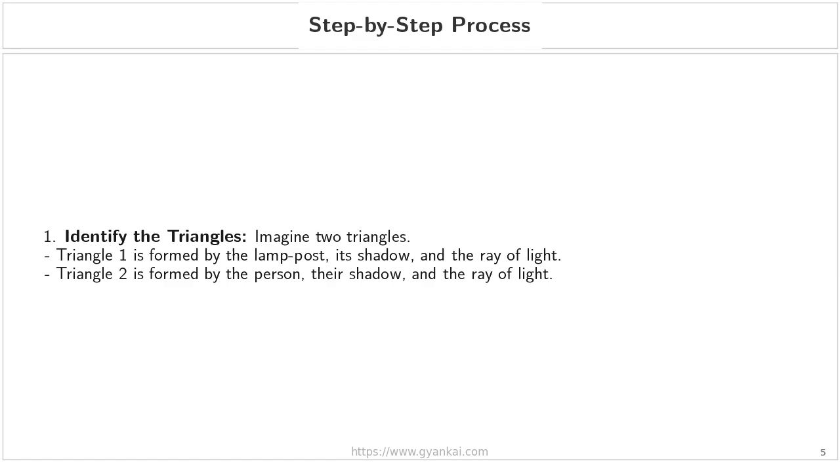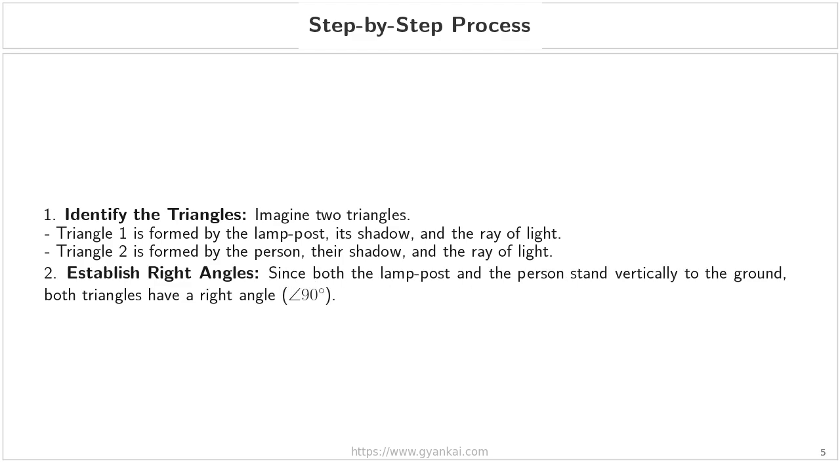First, we need to identify the triangles. I want you to visualize two separate right-angled triangles. The first triangle is formed by the vertical lamppost, the horizontal shadow it casts on the ground, and the diagonal ray of sunlight hitting the tip of the shadow. The second, smaller triangle is formed by you, the person, your own shadow, and that same ray of sunlight.